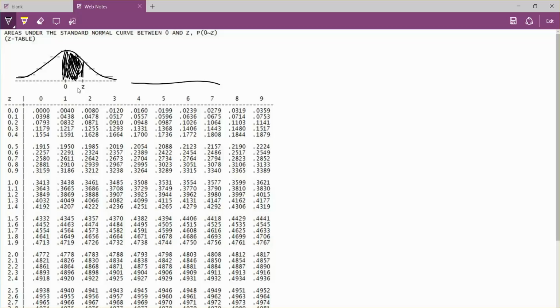I sure hope this does not erase all the stuff I wrote on the other tab. Oh good, it didn't. So my Z value is 1.08.